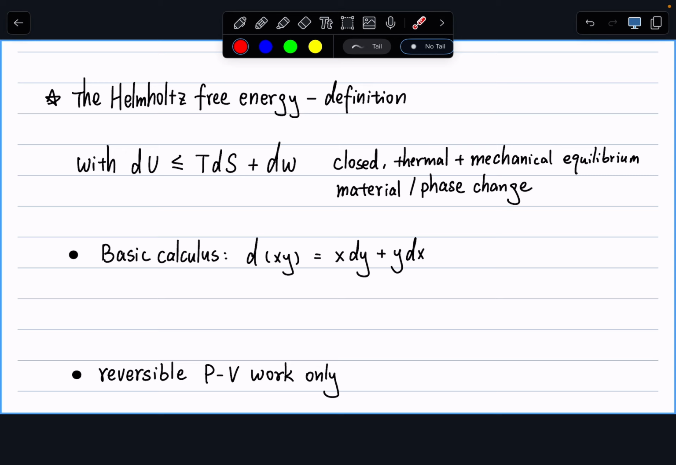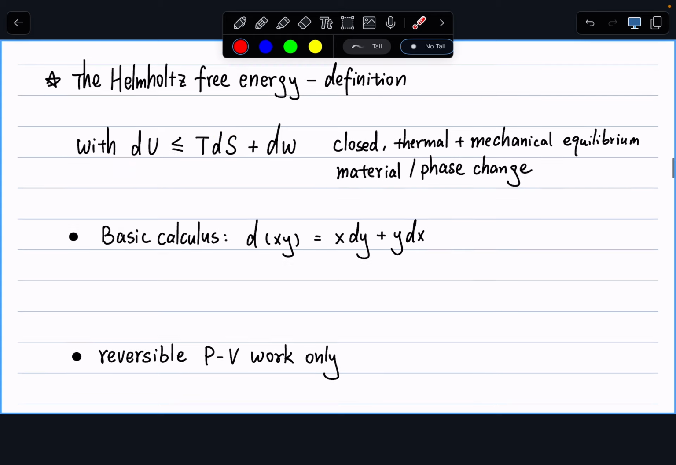We'll also be using our reversible PV work. So we have work reversible equals negative PdV. We can use reversible PV work because in this case, we're only talking about material equilibrium. Remember, we're at mechanical equilibrium. So for PV work, which is like an expansion or contraction of the system, that's always reversible. So we can use our W reversible equals negative PdV.